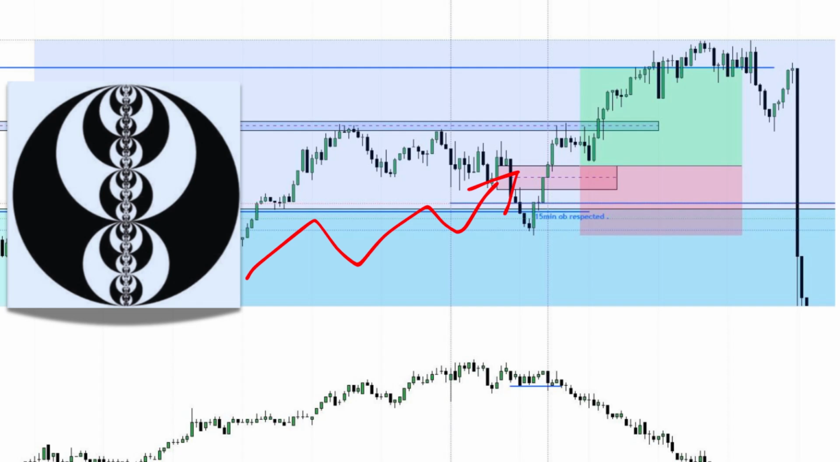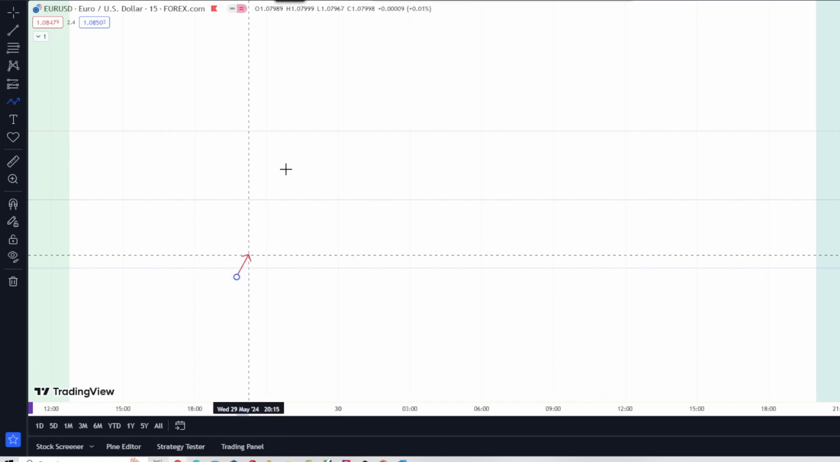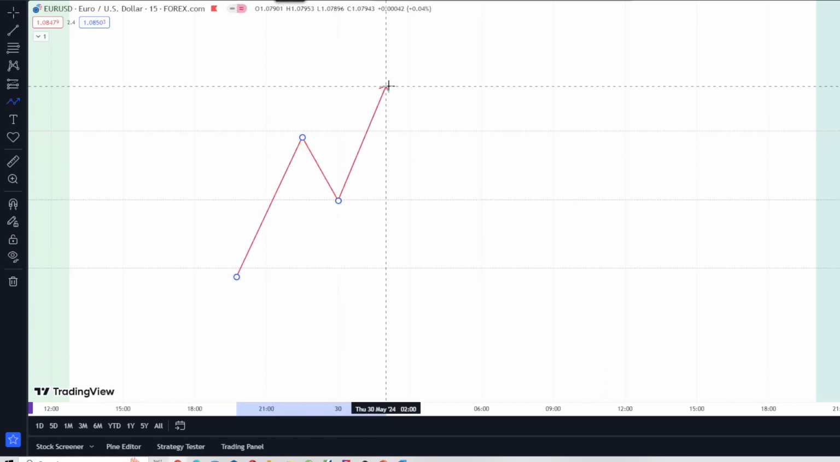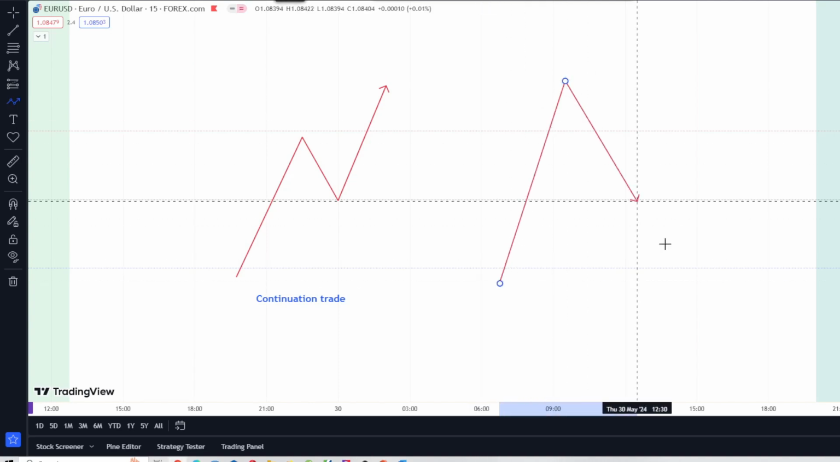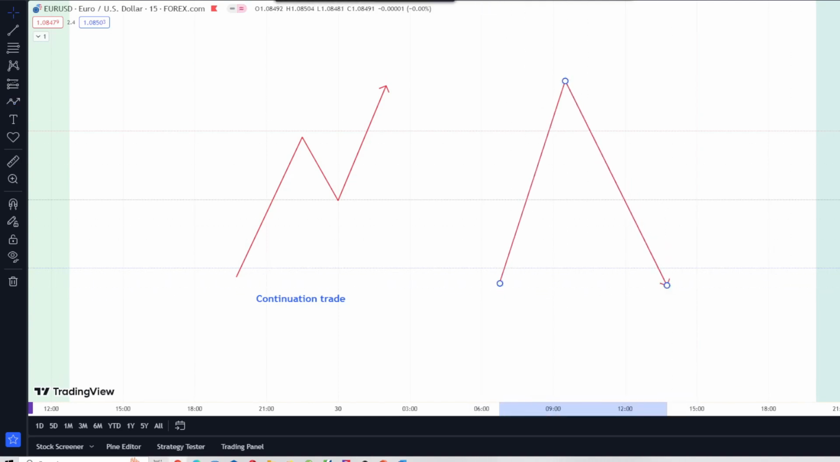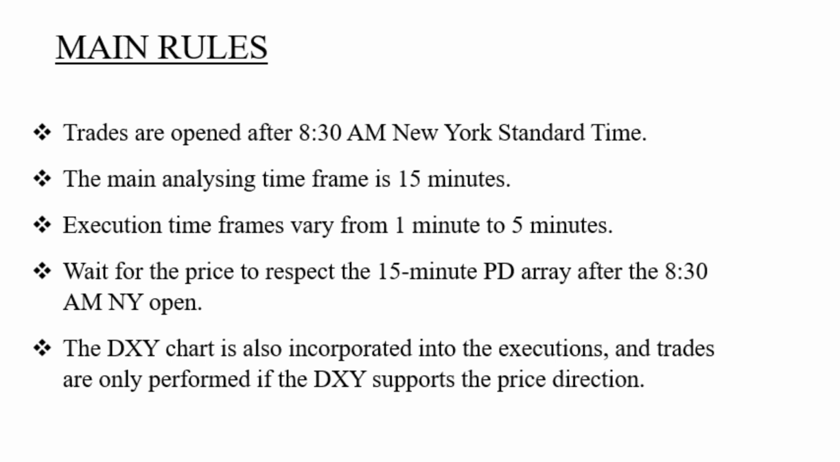Basically, I can divide the trades into two parts: continuation trades and reversal trades. This is a continuation trade type. This is a reversal trade type. The approach for these two trades is the same. For both of these trade types, a few common rules are followed.